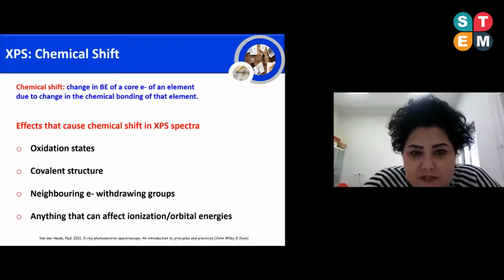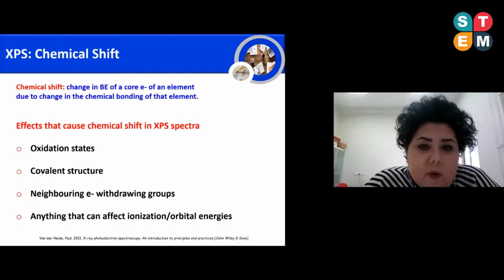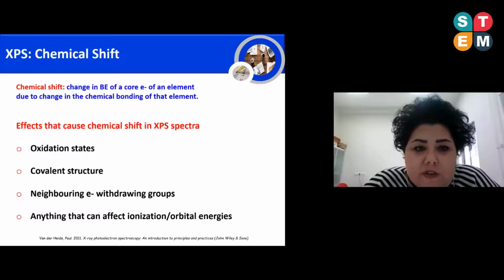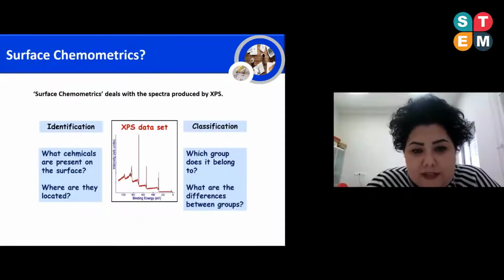The chemical shift in X-ray photoelectron spectroscopy gives us very important information about the chemistry of the materials. The chemical shift is the change in binding energy of a core electron of an element due to a change in the chemical bonding of that element. Effects that cause this chemical shift in XPS spectra are the oxidation state, covalent structure, neighboring electron-withdrawing groups, and anything that can affect ionization or orbital energies.